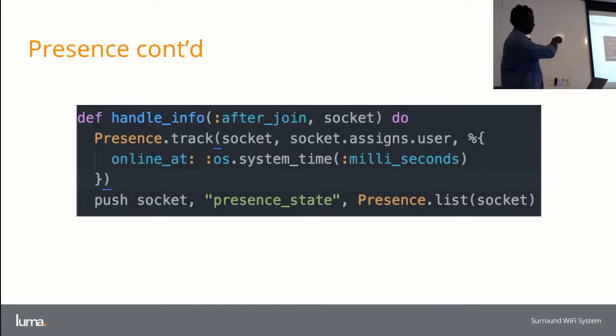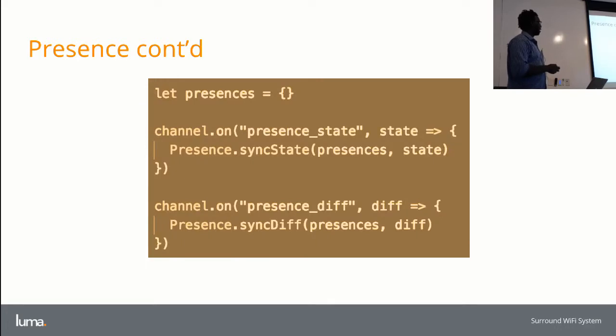One last point is that what we're doing there is presence.list, which just takes the current presence CRDT and lists it all, right? And then we send that back to the clients. On the JavaScript side, it's also equally simple or mundane. You simply define some way that you're going to store presences. In this case, I'm just going to use some random object.